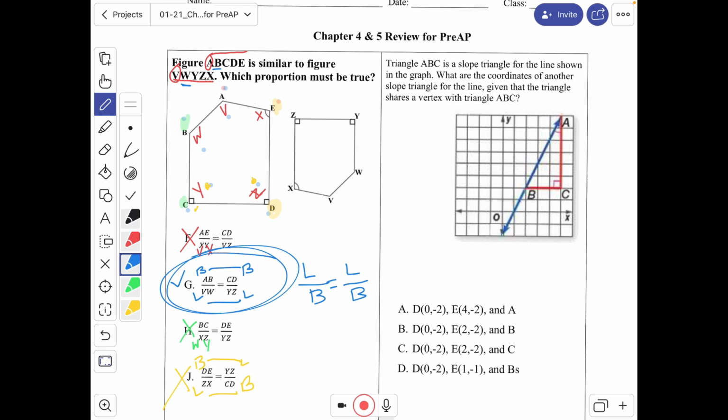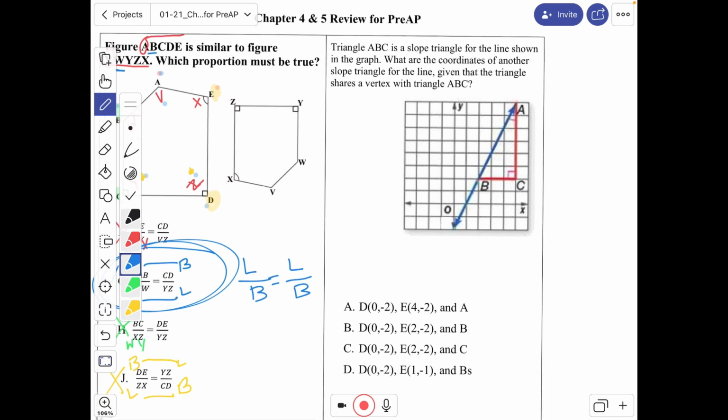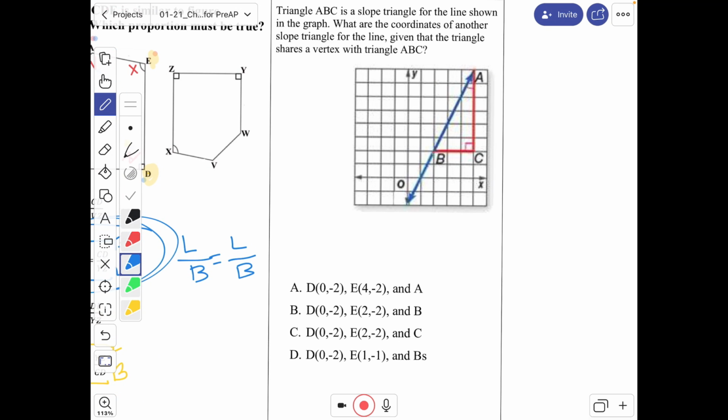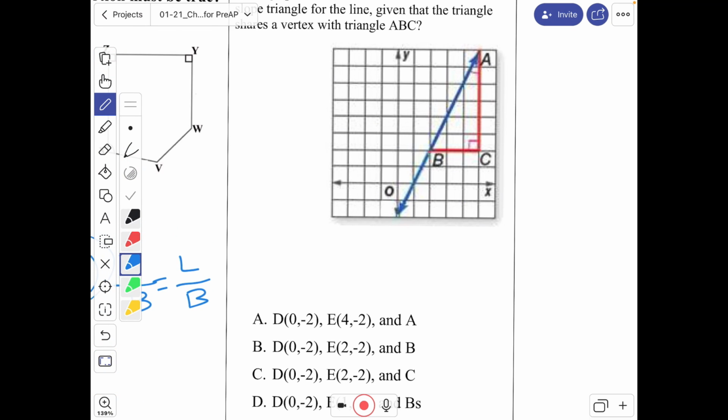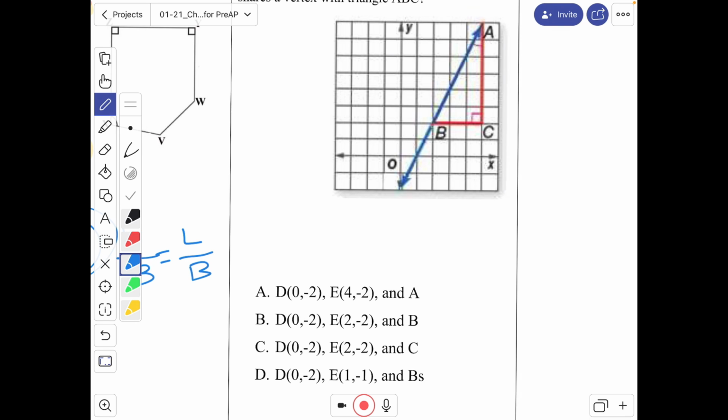Next question. Triangle ABC is a slope triangle for the line shown in the graph. What are the coordinates of another slope triangle for the line given that the triangle shares a vertex with triangle ABC? Okay, so it's got to be a right triangle. Remember we talked about this. It's got to be a right triangle. So you're going to have to plot these points onto the graph. So the first one is 0, -2. So I go over 0 and down to -2 and put a dot.